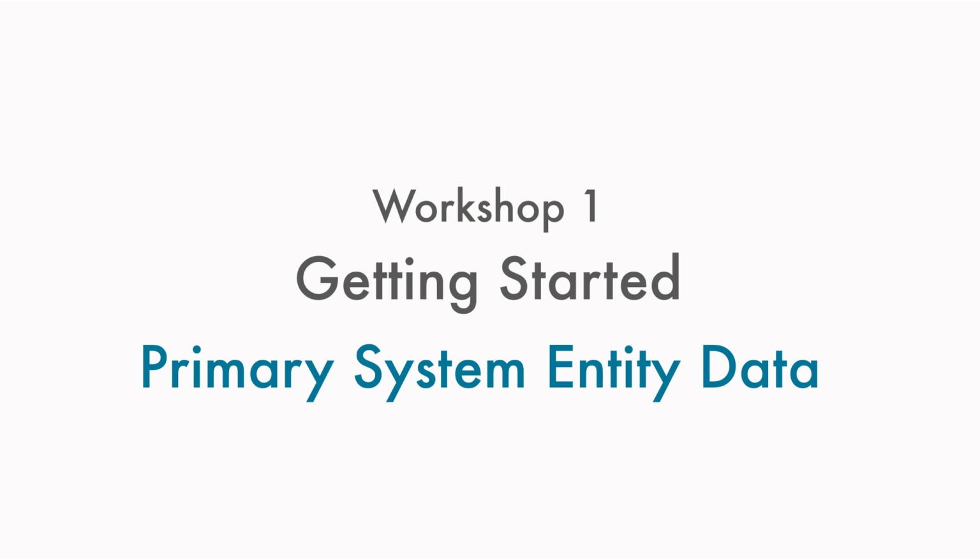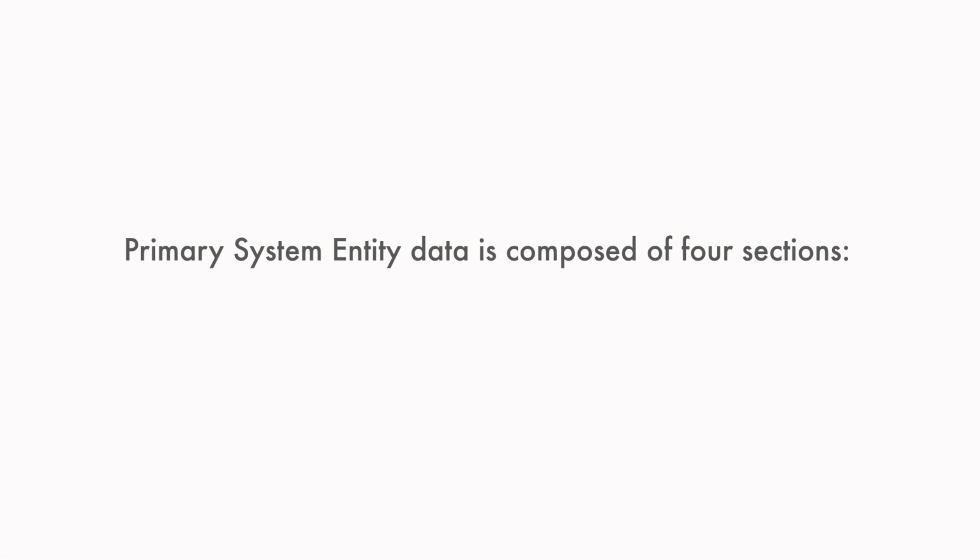In this tutorial, I'm going to explain the concept of primary system entity data and then walk through the process of how to enter it into Workloud. Primary system entity data is composed of 4 sections: jobs, locations, shifts, and job locations. The information defined here will be used to define production units, build bid lines, and produce schedules.